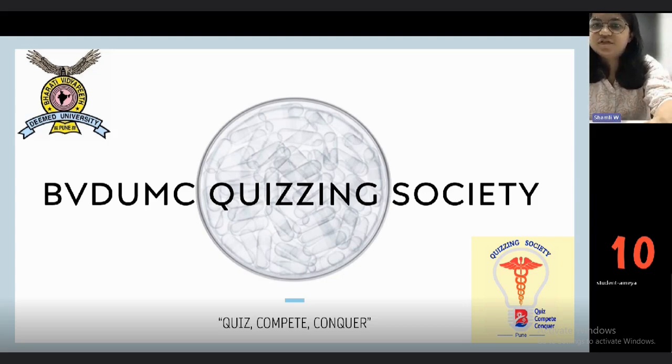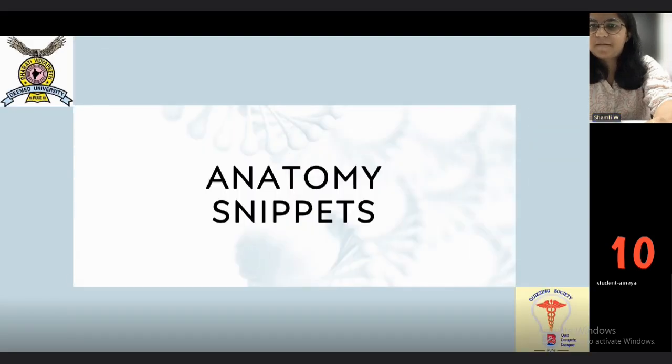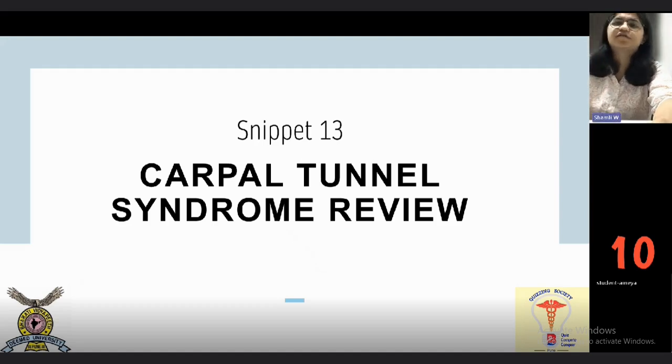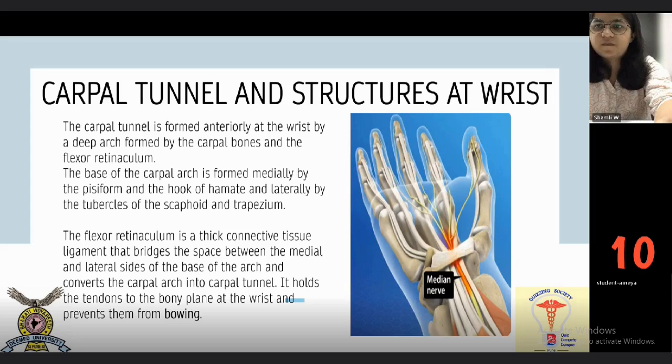So today we will see snippet number 13 of anatomy. The topic is carpal tunnel syndrome. Before starting with carpal tunnel syndrome, we will see the structures in the wrist and what the carpal tunnel basically is. The carpal tunnel is formed anteriorly at the wrist by a deep arch formed by carpal bones and the flexor retinaculum.